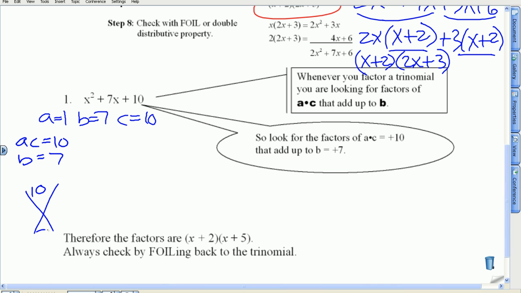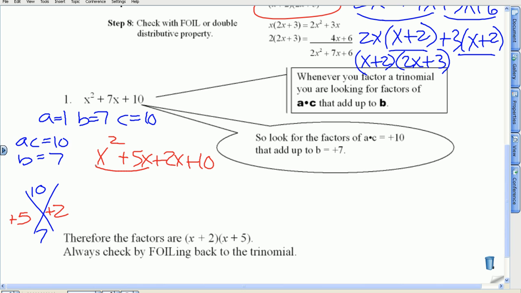10 goes on top, 7 on the bottom. And of course the solution to the puzzle would be 5 and 2. 5 times 2 is 10. 5 plus 2 is 7. So I am going to replace 7x, the middle term, with 5x and 2x. That adds up to 7x. I haven't actually changed the problem at all, it just looks different.